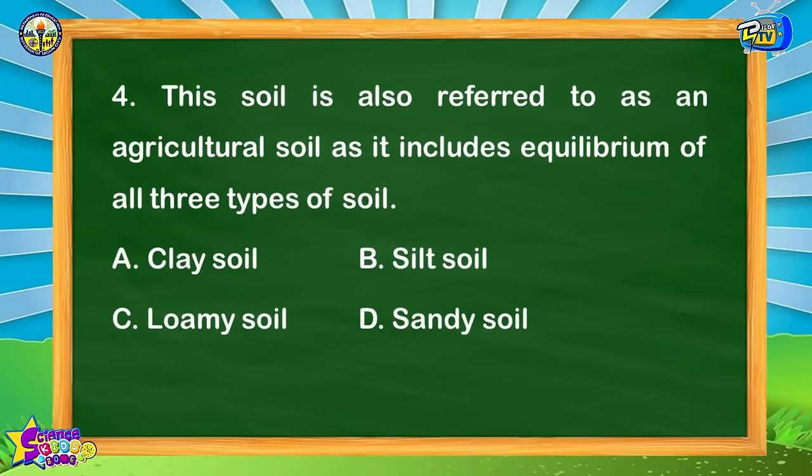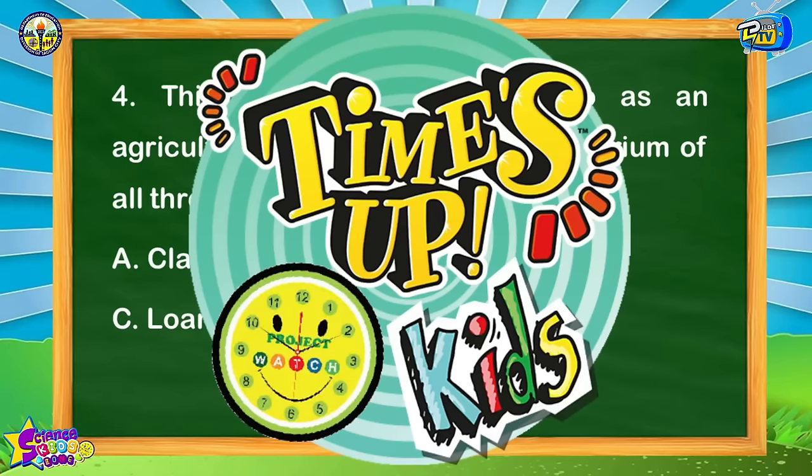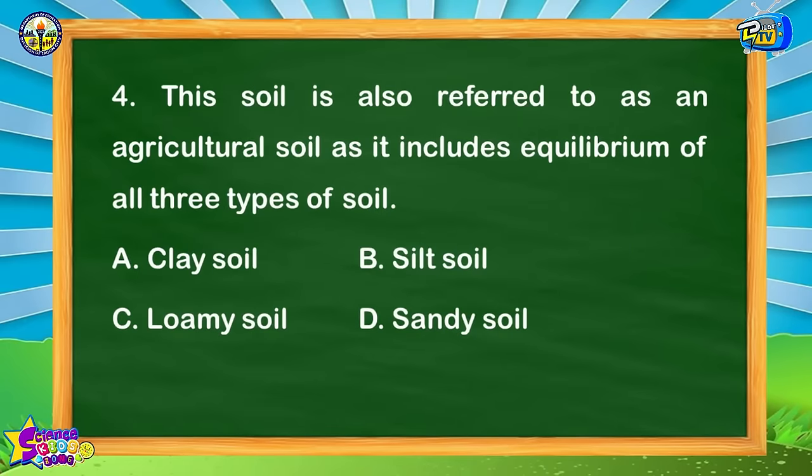Number 4. This soil is also referred to as an agricultural soil as it includes equilibrium of all three types of soil. A. Clay soil. B. Loamy soil. C. Silt soil. D. Sandy soil. Timer starts now. Time is up. What is your answer? Amazing! You got it right! It's letter B, loamy soil.